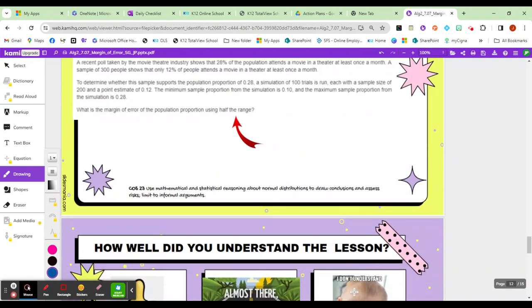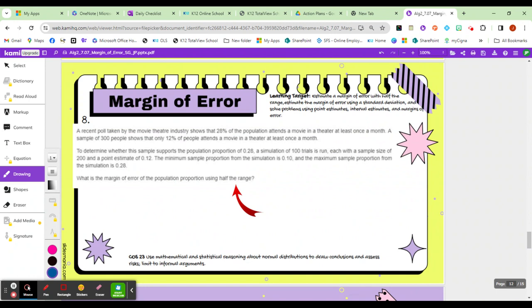All right, I think this is the last one. Number 8, it says a recent poll taken by the movie theater industry shows that 28% of the population attends a movie in a theater at least once a month. A sample of 300 people shows that only 12% of the people attend a movie in a theater at least once a month. To determine whether the sample supports population of 0.28, a simulation of 100 trials is run, each with a sample size of 200 and a point estimate of 0.12.